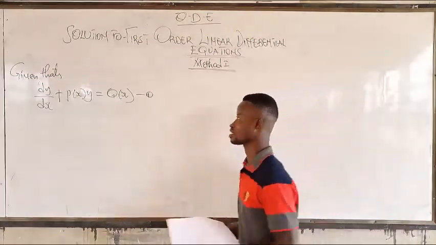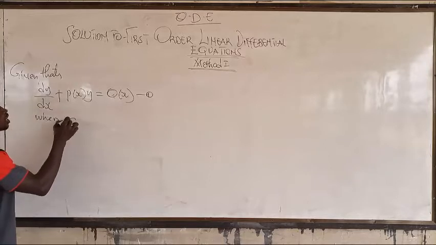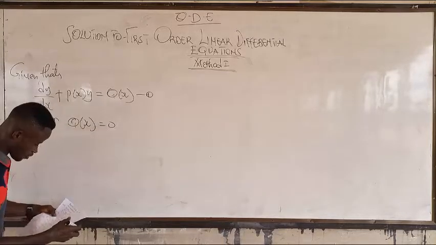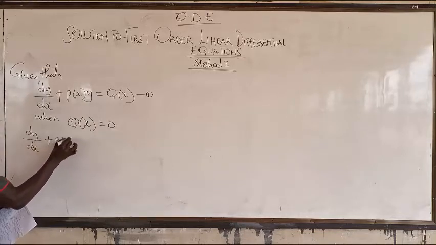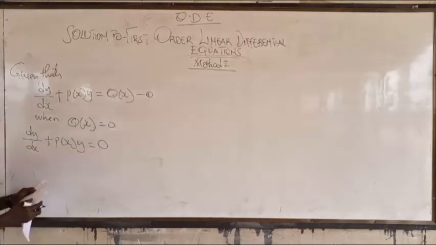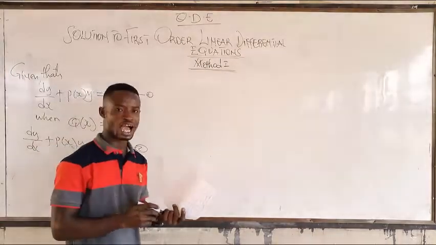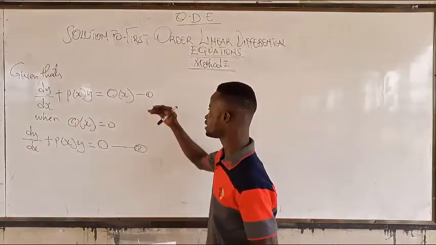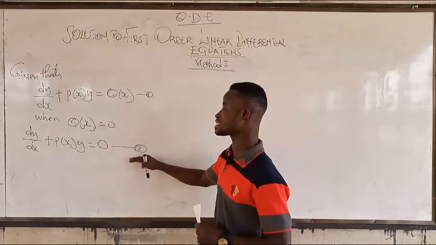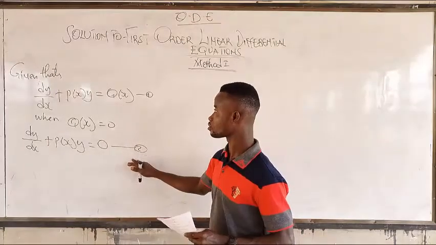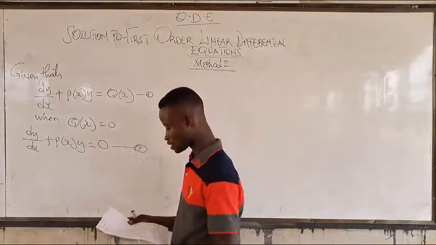The first one is when q(x) is equal to 0, then we have dy/dx plus p(x)y is equal to 0. Let me name this equation 2. We established in our previous video that the first gives a non-homogeneous differential equation, and this is a homogeneous differential equation. So we have established that already.